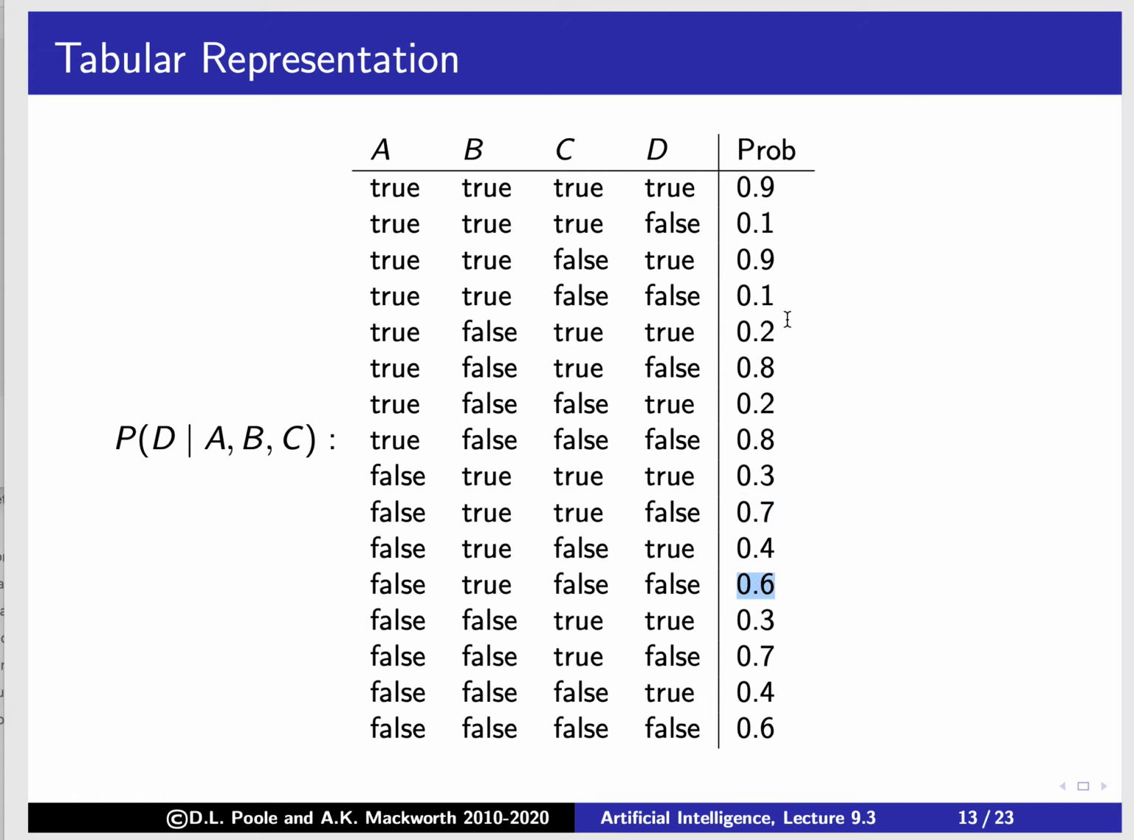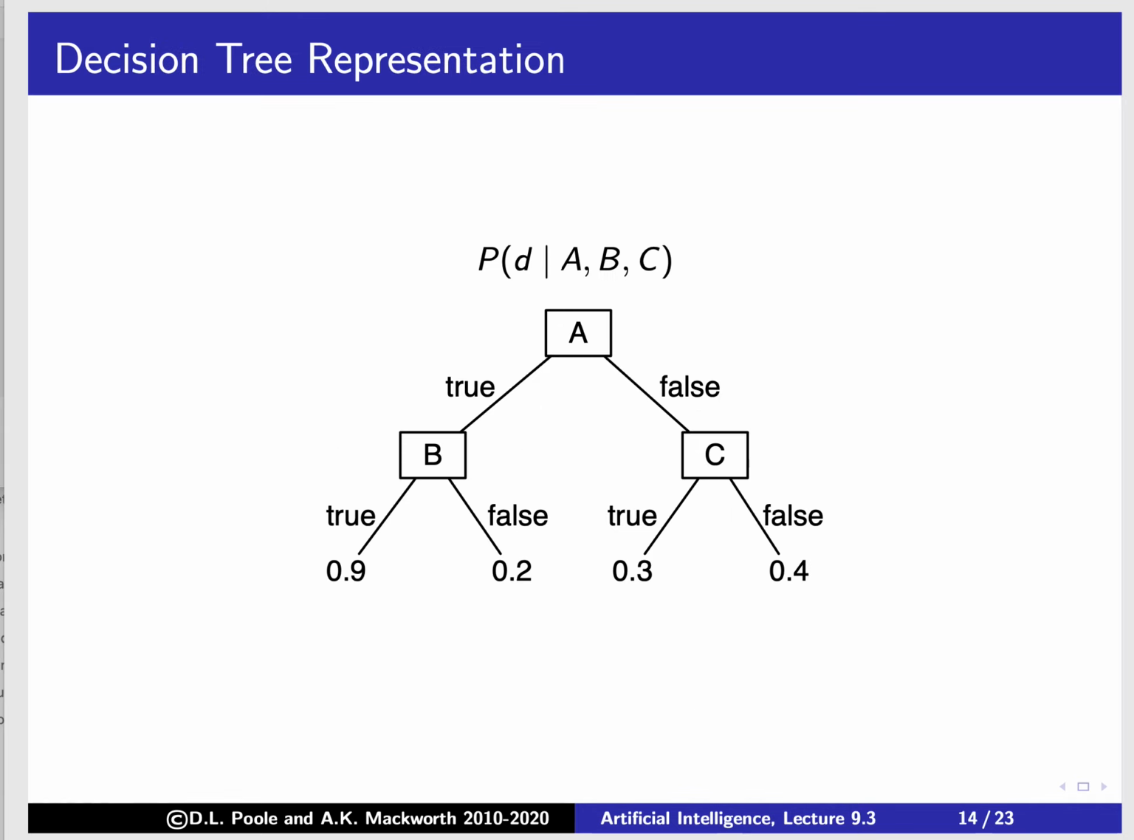If you look at these tables, you'll see there's lots of structure in here, like this 0.9 is the same, and similarly 0.8 and 0.8 is the same. So there are representations that we can use to try and exploit this structure. So there's a different representation. This is called the decision tree.